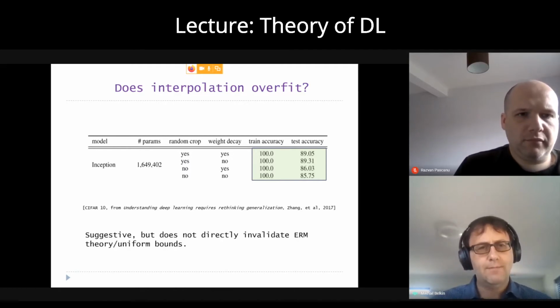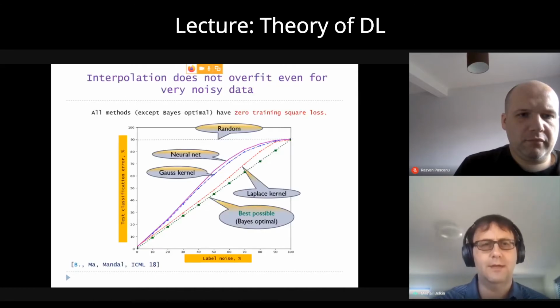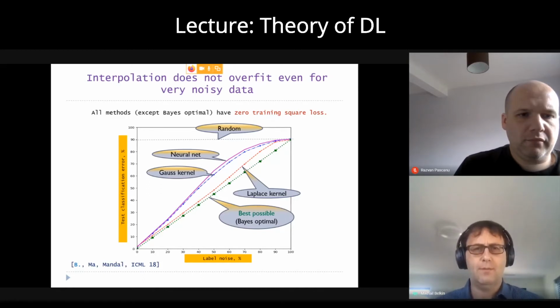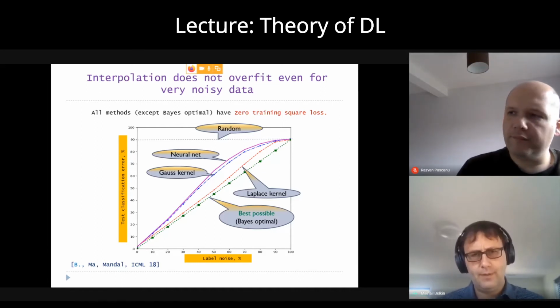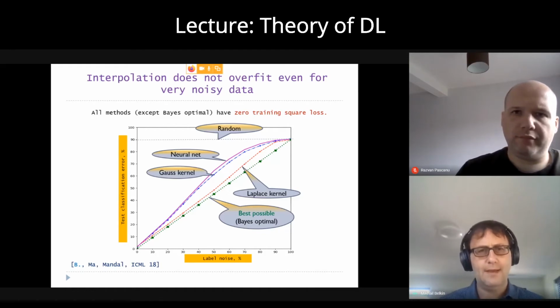Now, on its own, this does not directly invalidate ARM theory and uniform bounds. But let me give you one of the experiments which we did with my students, Siwan Bai and Suvik Vandal, which kind of shows what the problem is. And here, let me describe this diagram. On the x-axis, you have label noise.